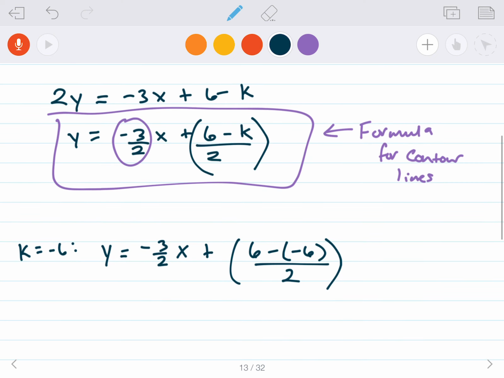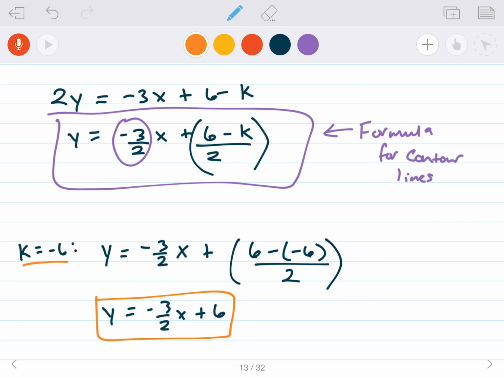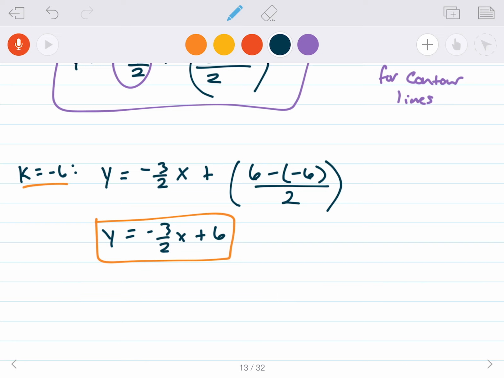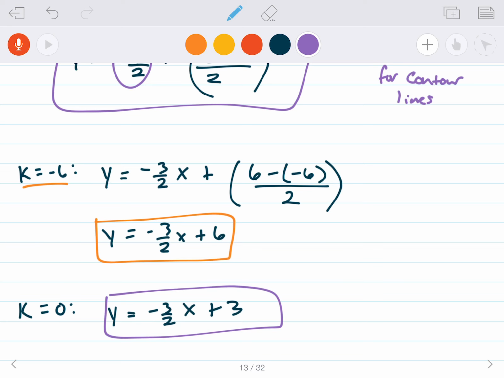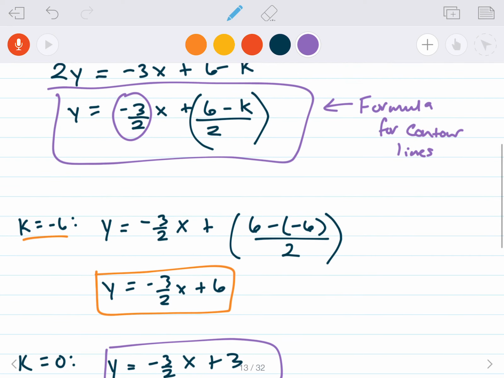And so when we simplify this, we get y equals negative 3 over 2x plus 6. Okay, so that was for k equals negative 6. We get this one. For k equals 0, I'm going to ask you guys to verify these on your own. I get negative 3 over 2x plus 3. Again, just subbing in 0 for k right here.